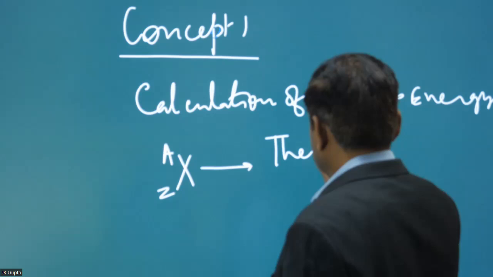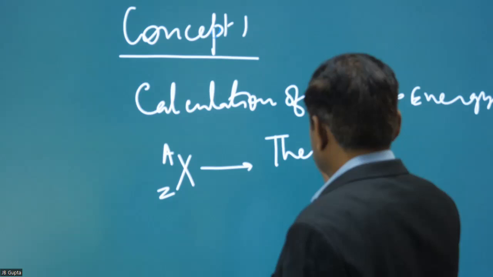Now see, this concept is related to the binding energy curve and calculation of energy in fission and fusion reactions. You see, this is the graph of binding energy per nucleon versus atomic mass number.